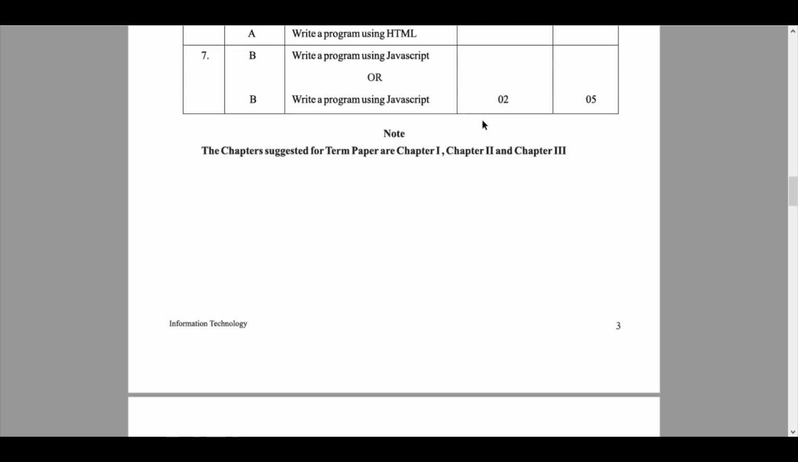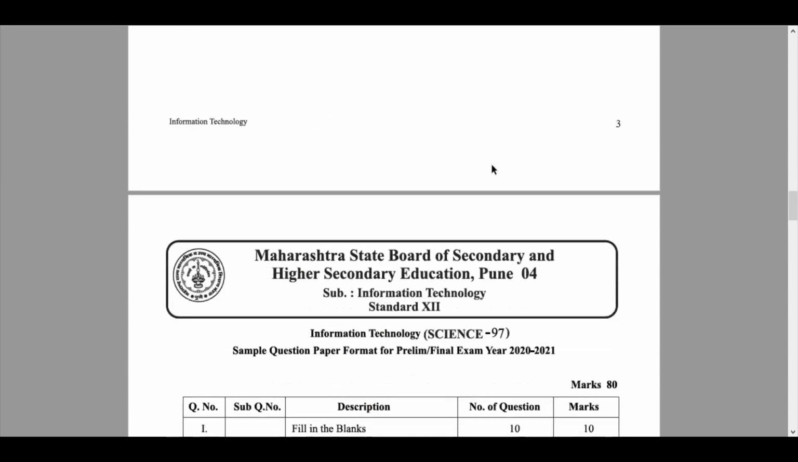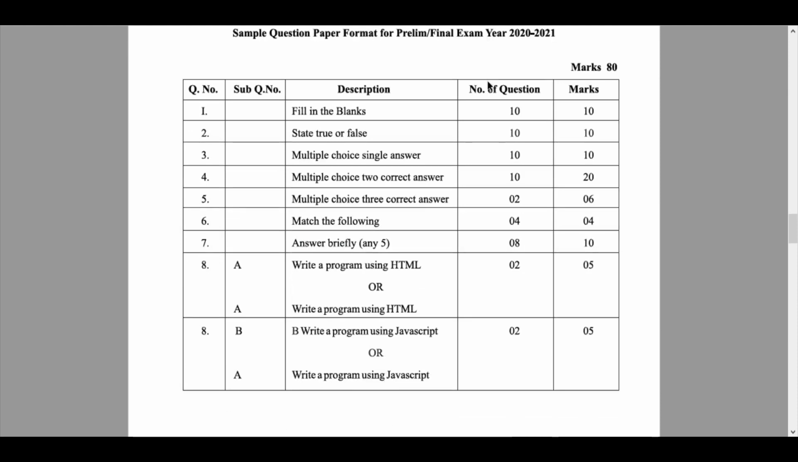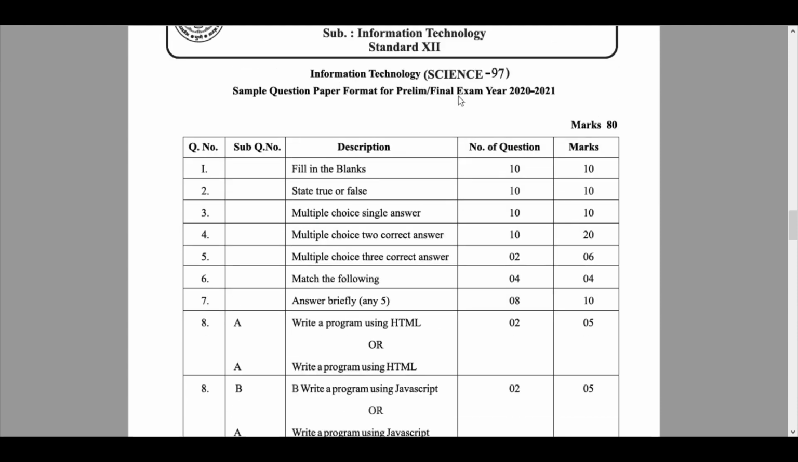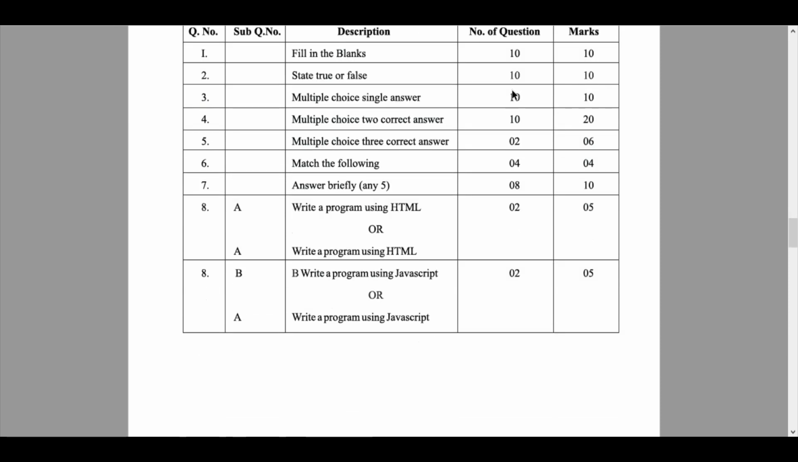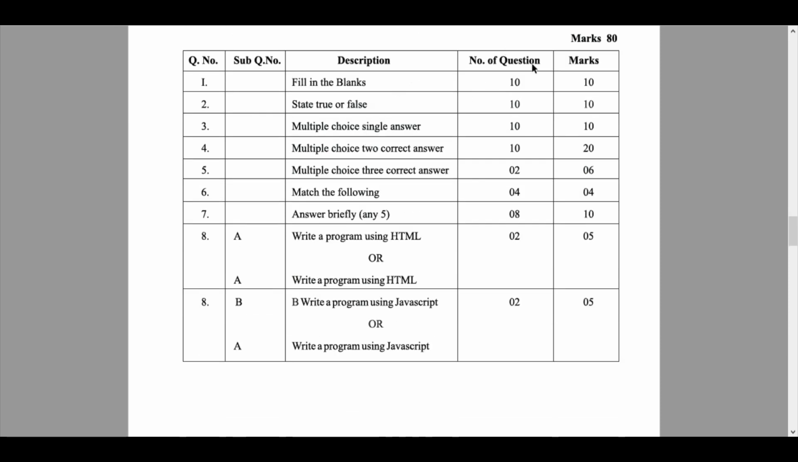Then we'll move forward to our preliminary examination, that is our main board examination for the year 2021. We'll scroll down so that you guys can see this detailed distribution. This is our prelim final year exam for 2021. Fill in the blanks, 10 questions for 10 marks. Straight true or false, 10 questions for 10 marks. It's the same, but the only difference here is you'll be asked 10 questions and choose two correct answers, so 10 questions for 20 marks. This is similar to our 3 correct answers. Match the following, 4 matches for 4 marks.